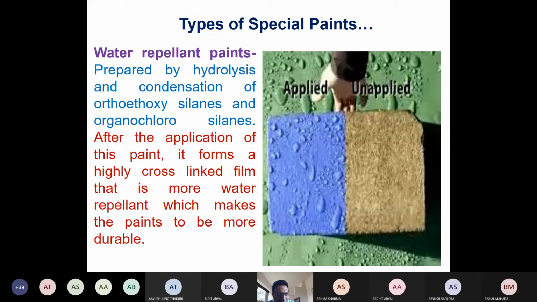And next is water repellent paint. When you paint the material, then the material will not be affected by water or moisture, and it is prepared by hydrolysis and condensation of orthoethoxysilane and organochlorosilane. After application of this paint, it forms a highly cross-linked film that is more water repellent, which makes the paint more durable.